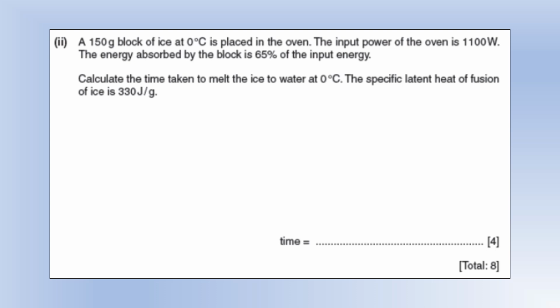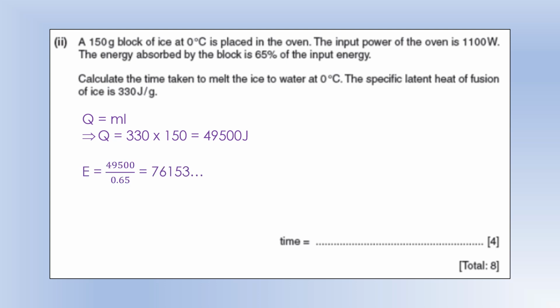So first let's calculate how much energy is required to melt the ice using Q equals ml. And now we know it's a 65% efficient oven, so to get the actual energy we've put into the oven, we need to divide that by 0.65. Then we're going to use the equation E equals Pt. We want time, so we can do the energy divided by power. So it would take 69 seconds to melt our ice, so that's just over a minute there.